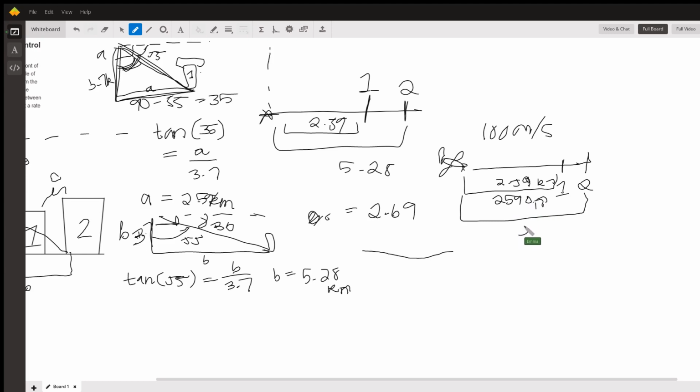And this one would be the same thing, 5,280 meters. And to find how many seconds it would take, you divide the number of meters by 100 meters per second. So to get to the first tower, it would be 25.9 seconds. And for the second tower, 52.8 seconds. Okay, and that's how you do it.